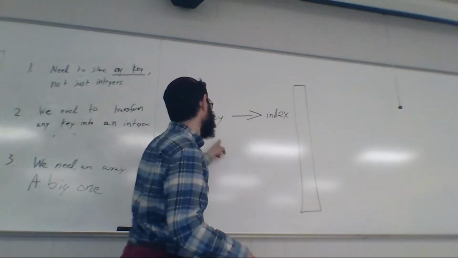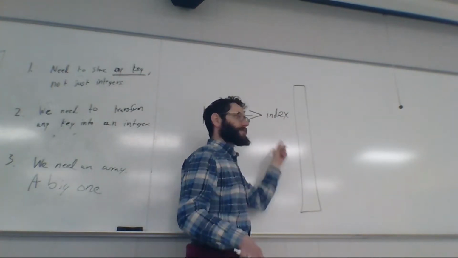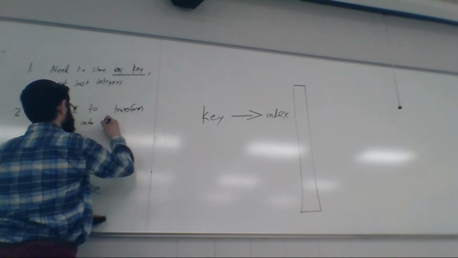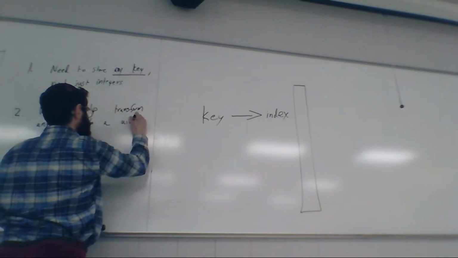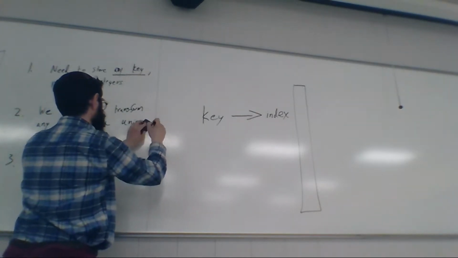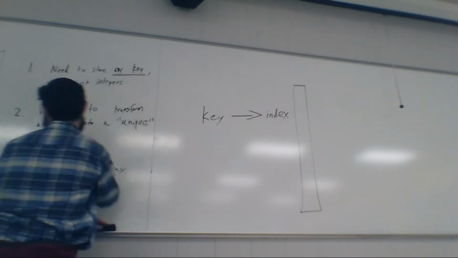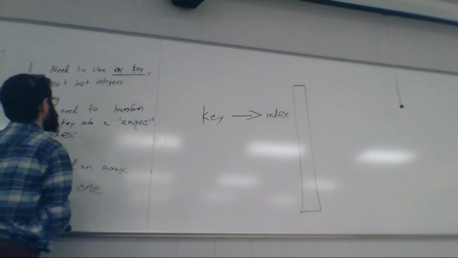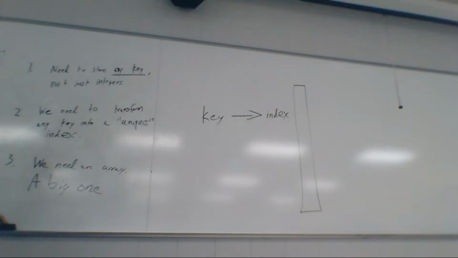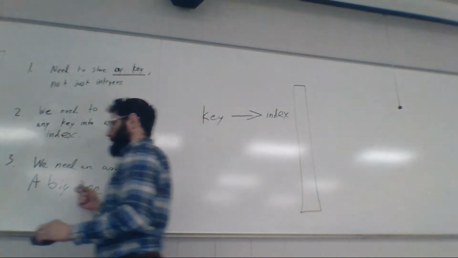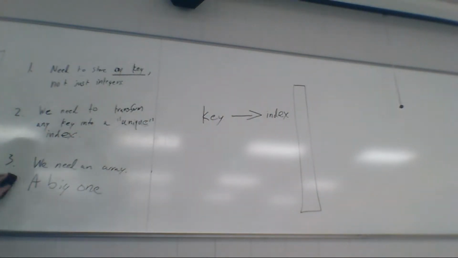And even in that case, transforming a key to an index needs to give a unique index. So let's rewrite this: we need to transform a key into a unique index. Okay? So the second thing is that we need an array, a big one, right? So we need an array.